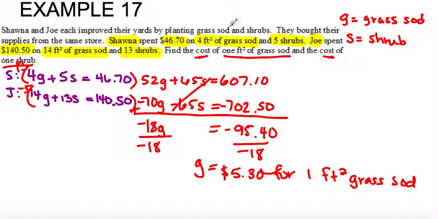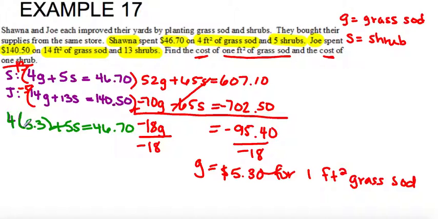Alright, and now we have to figure out the cost for one shrub, so I'm going to plug the 5.30 back into one of the two equations. It doesn't matter which one. I'll do it to the top since it's smaller. So I have 4 times 5.3 plus 5S equals 46.70.